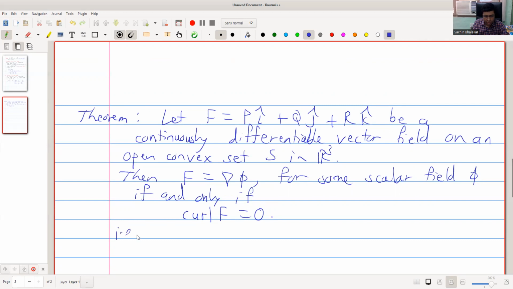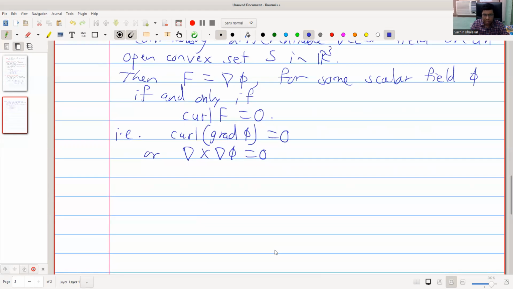Here F is the gradient of phi, so curl of gradient phi equals 0. Or you can say del cross del phi equals 0. If phi is a scalar field, then we have to prove that del cross del phi is 0. So, proof.